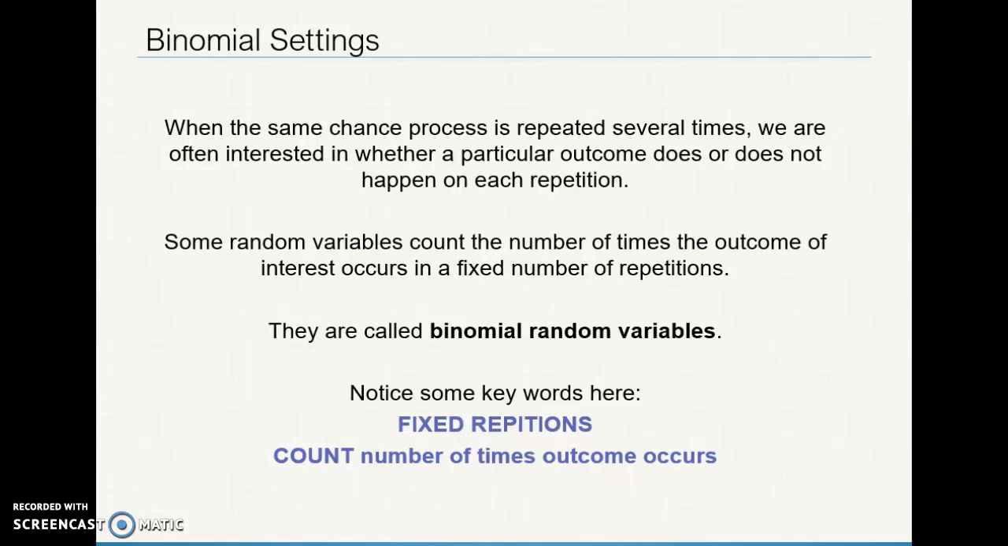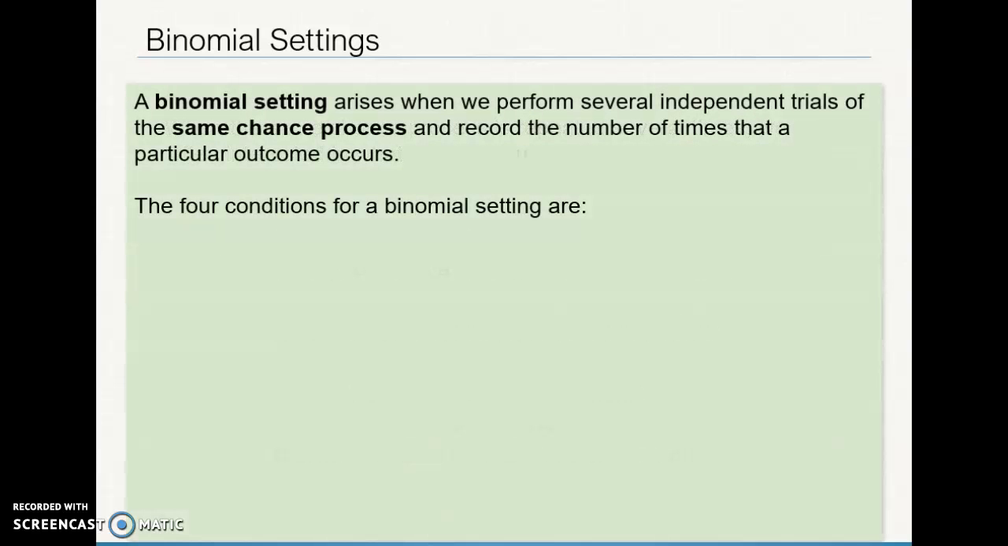What is key with your binomial random variables is the fact that we have a fixed number of repetitions. Fixed means we're shooting it 10 times, 15 times, 20 times. That's not an open-ended number. There's a fixed trial and we're counting the number of times the outcome occurs. So when I shoot the basketball 10 times, I'm going to count how many times I make it into the hoop.